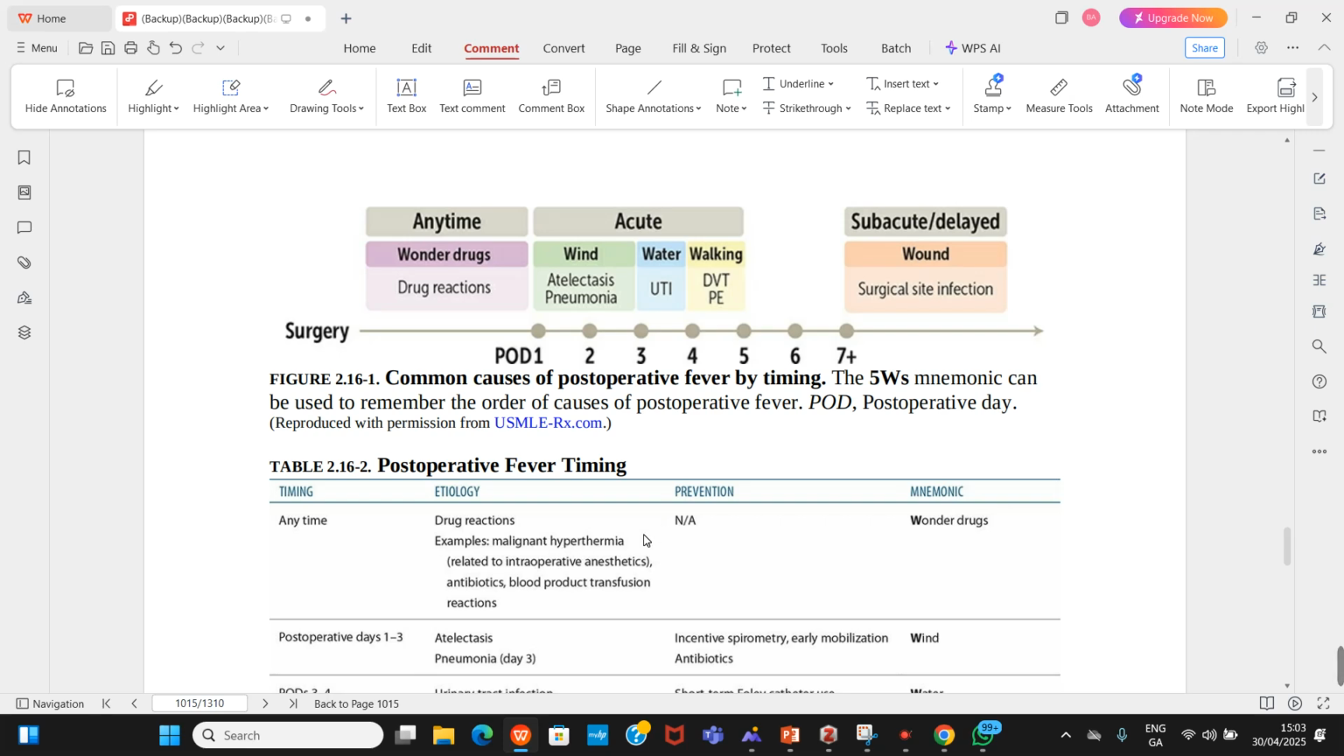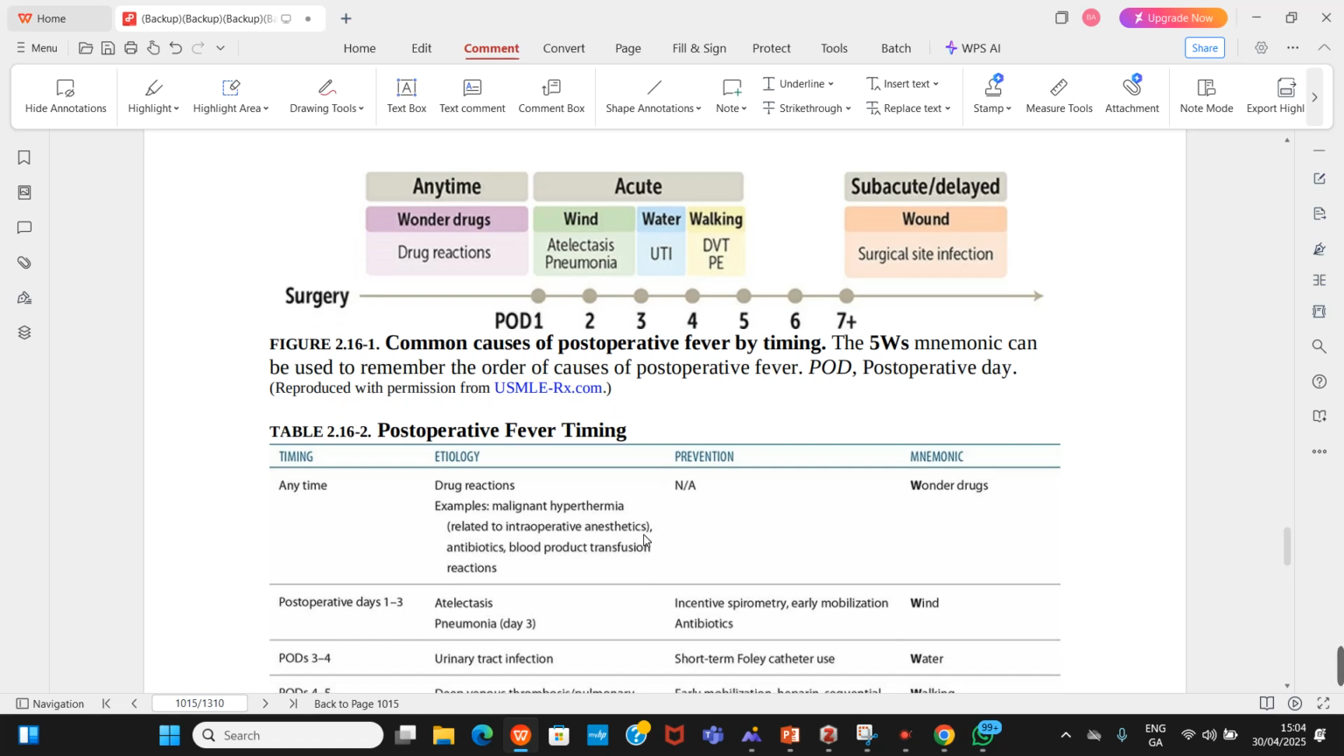So you just want to go and give what? What do we give to relieve malignant hyperthermia? Anybody knows? Anybody wants to remind us? What do we give? Dantrolene.